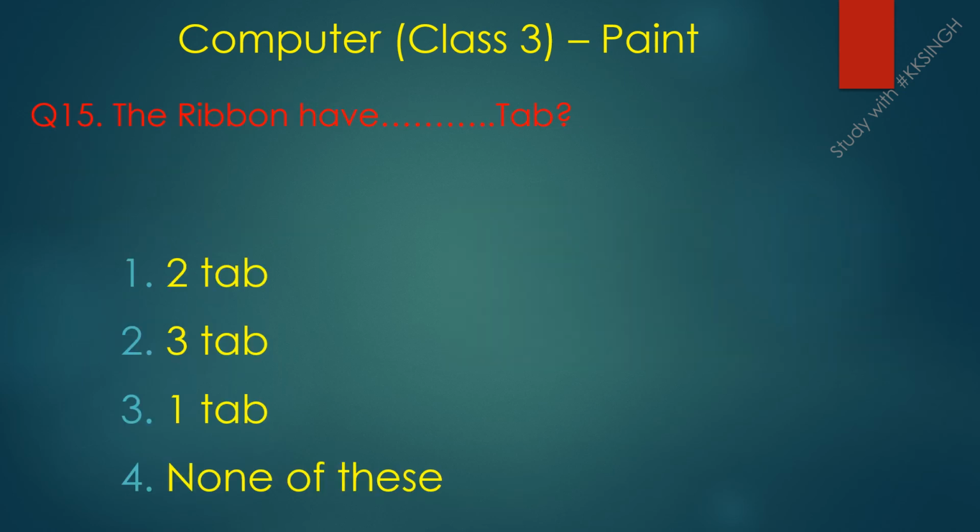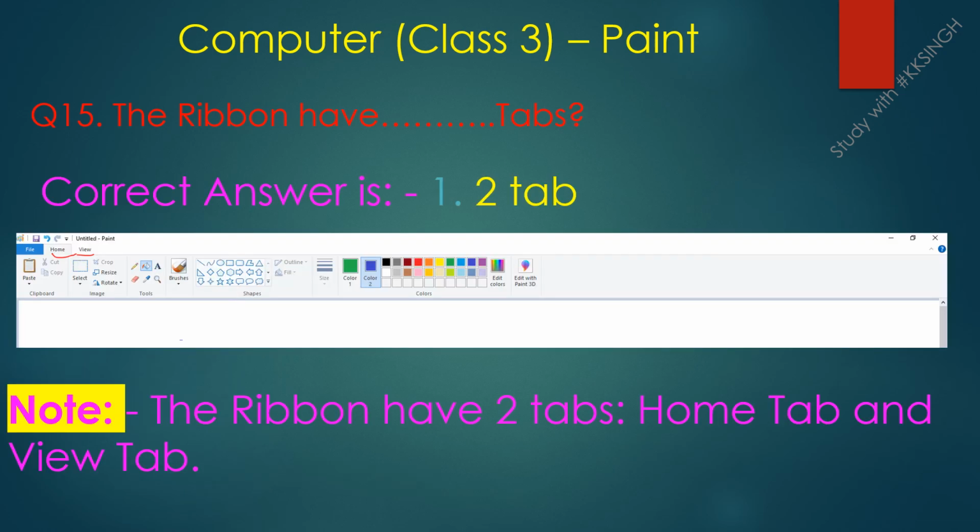The ribbon has how many tabs? Two, three, one, none of them. The ribbon has two tabs: home tab and view tab.